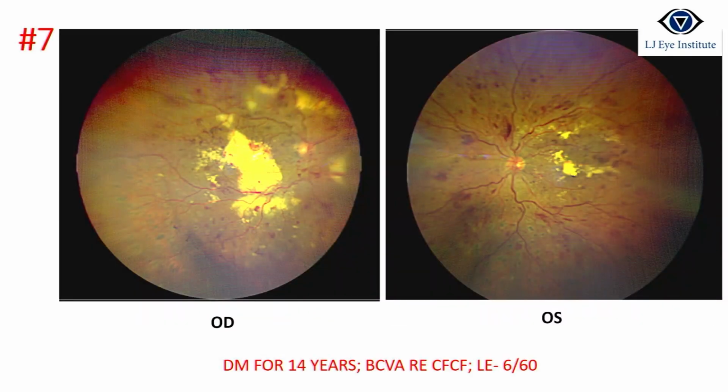This patient is diabetic for 14 years. Now see the right eye and the left eye. Right eye vision is just CFCF, left eye 6/60. Would you say anything to the patient? I will show you the OCT also.